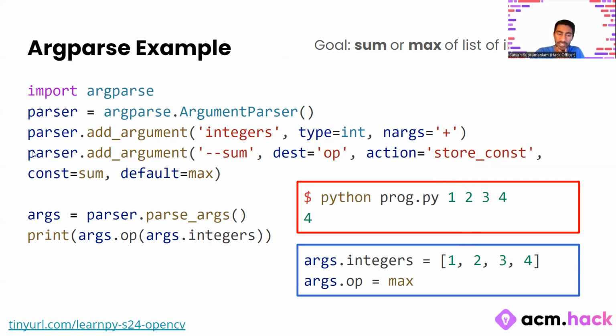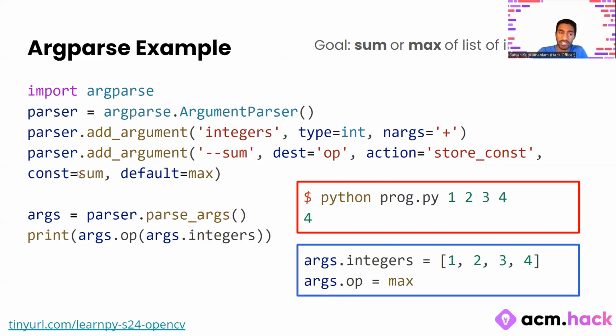And then this fourth line is doing something similar, right? It's adding another argument. It's saying that this is what it should look for, dash dash sum. And by providing this dest, we're basically saying store it in op, this op word. And that's why we can see down here that it's storing args.op. In this case, as max because sum is not given. And then here we're saying the action is store_const, meaning it should store some sort of constant value in op. The const value it should store is sum. And then the default value is max. So it's either going to be sum or the default value, which is max.